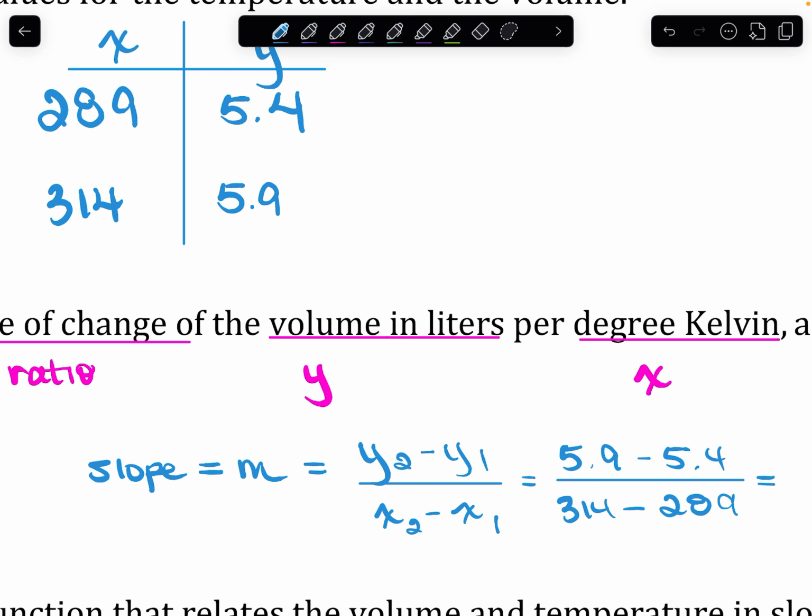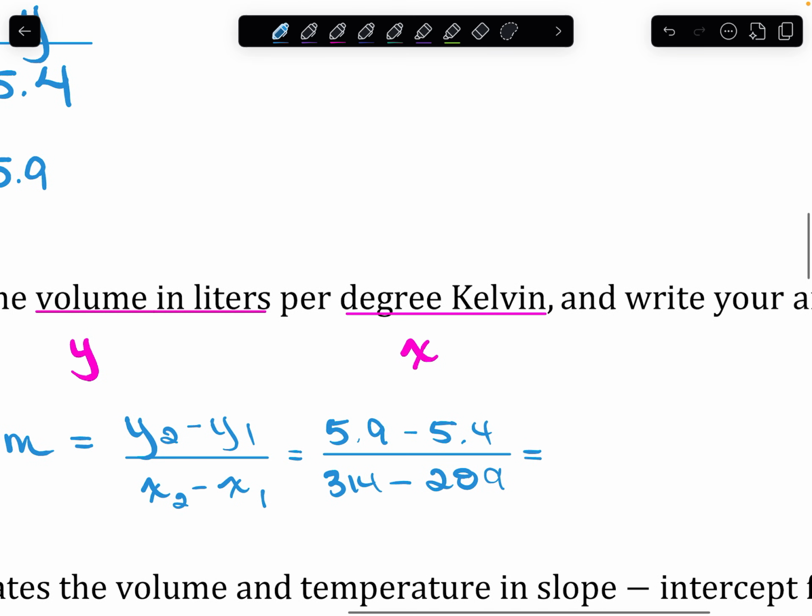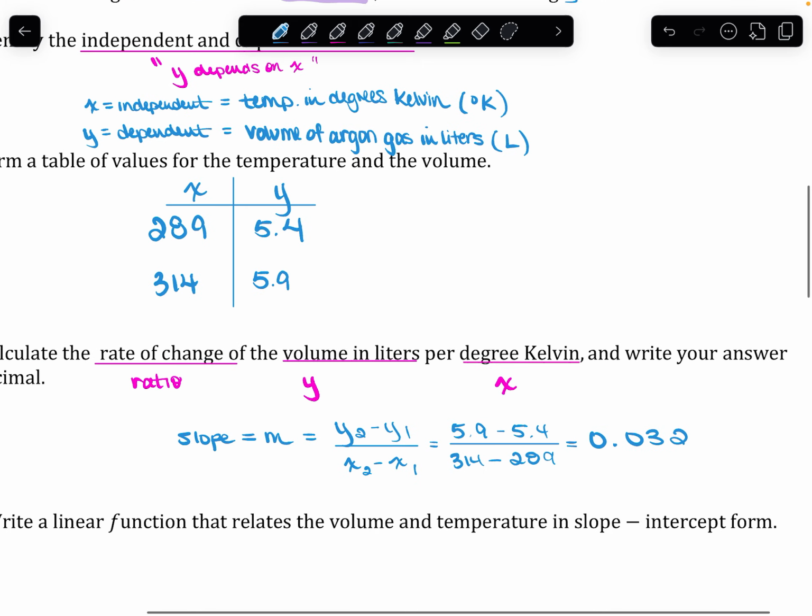Make sure you put it in decimal form, not fraction form. It doesn't say how many decimals to give your answer to, so we're going to write down all of them since it's only 3. So 0.032. Another thing to be careful of, word problems, make sure your answers have units on there.